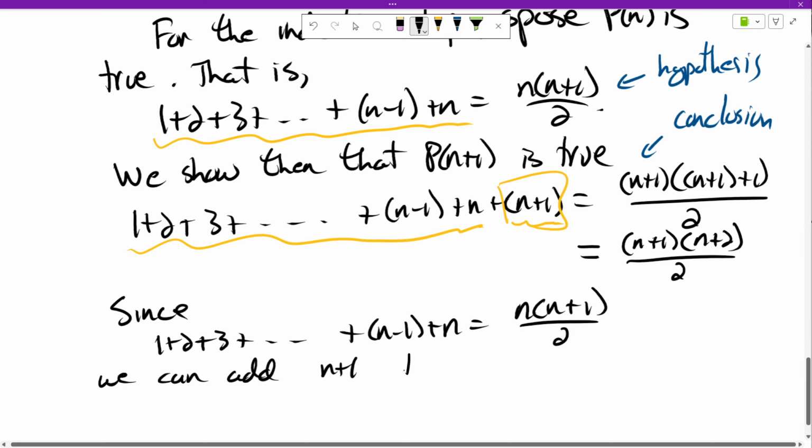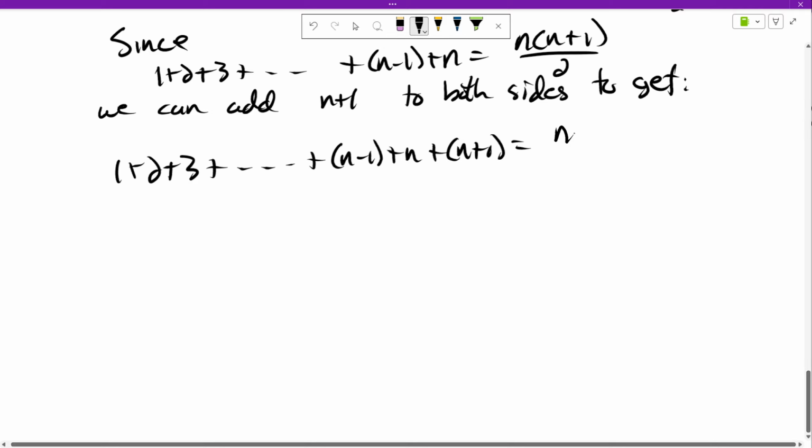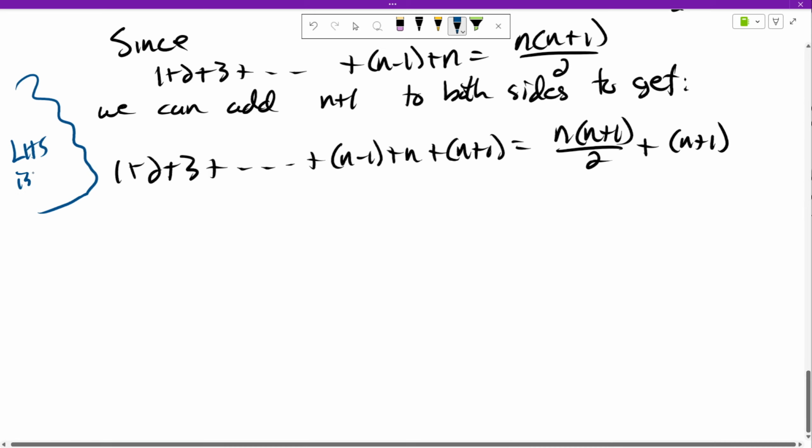We can add n plus 1 to both sides to get, right, I'm going to scroll down quite a bit now, to get 1 plus 2 plus 3 all the way up to now n plus 1 on the left, but we're also adding that on the right. And this is good, maybe in a bubble over here. Now we know that the left-hand side is right.